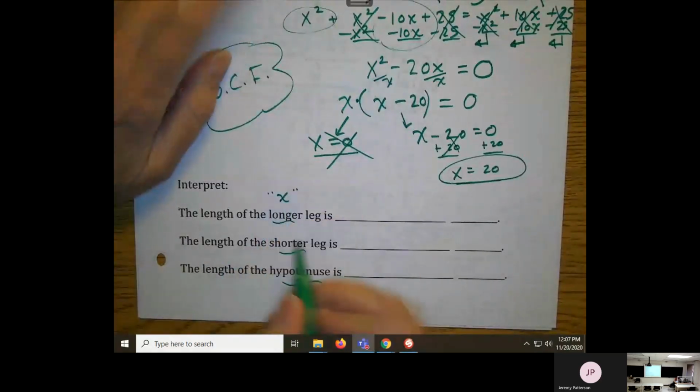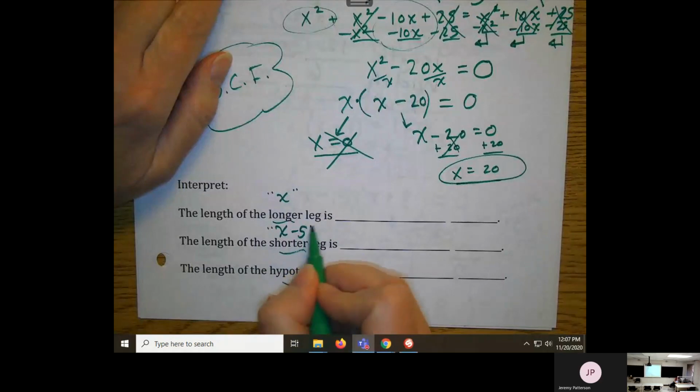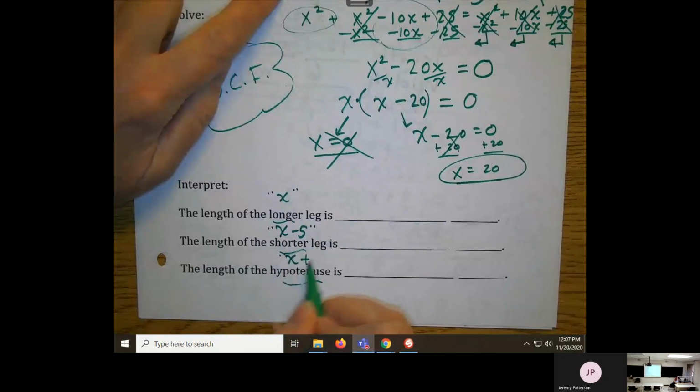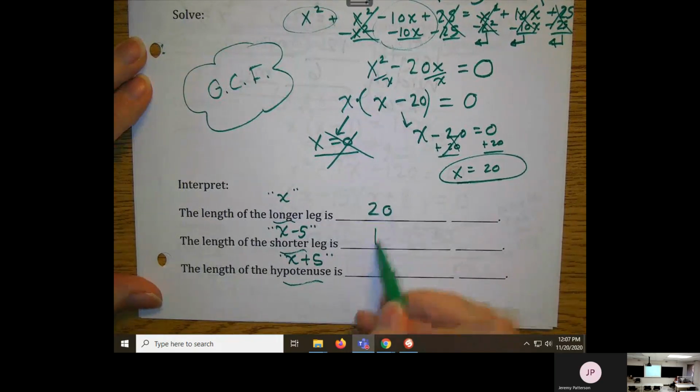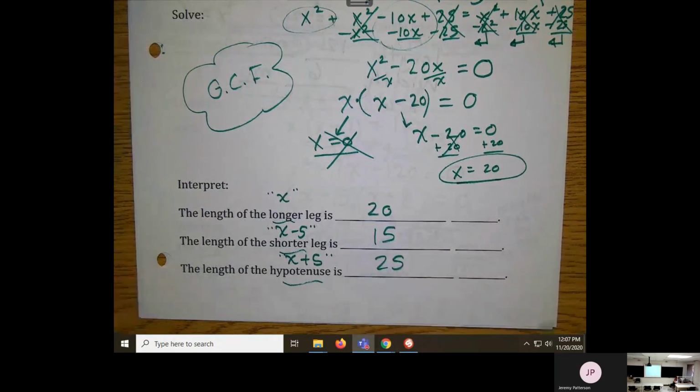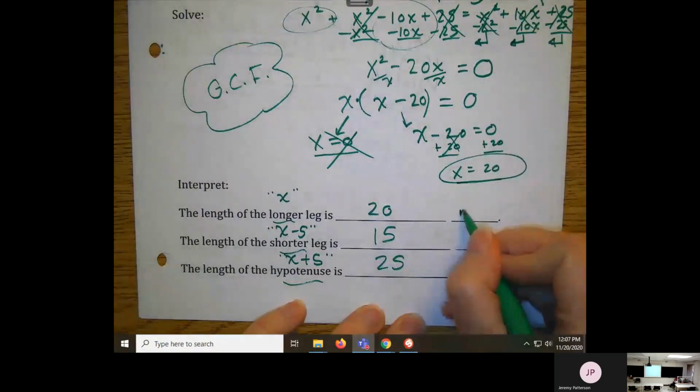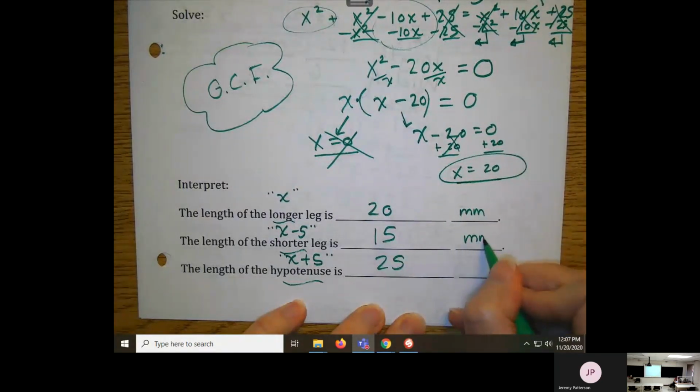So let's see, we call that x, we call that x minus 5, call that x plus 5. We've got 20, 15, and 25. Nice. And unit looks like it's millimeters.